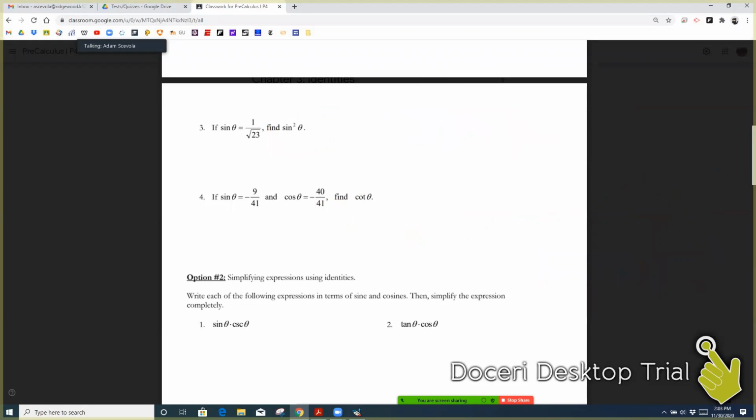So if the sine of theta is 1 over root 23, then the sine squared of theta is going to be 1 over root 23 squared.